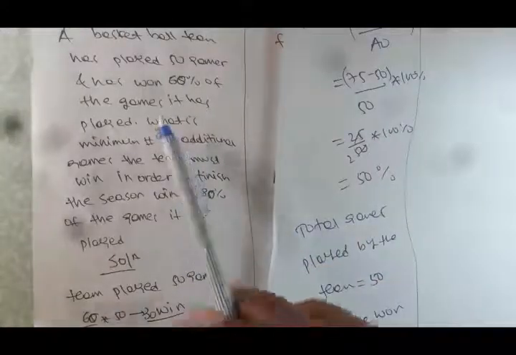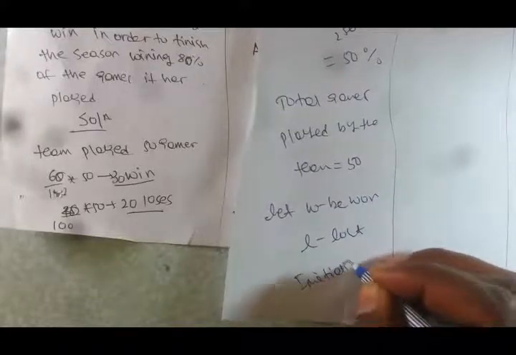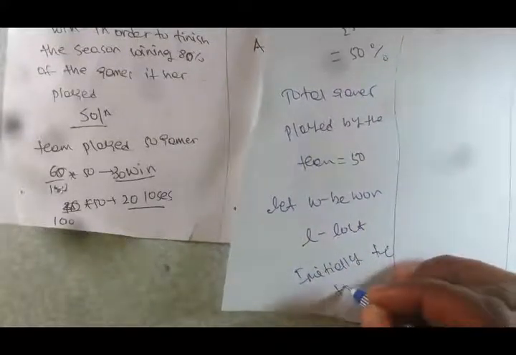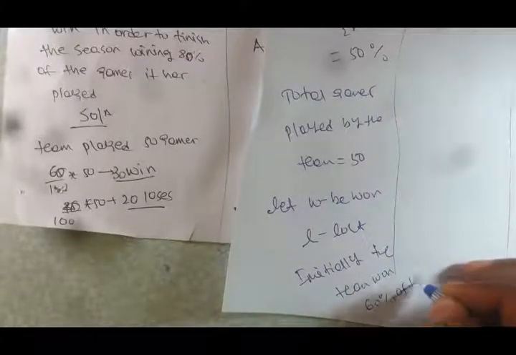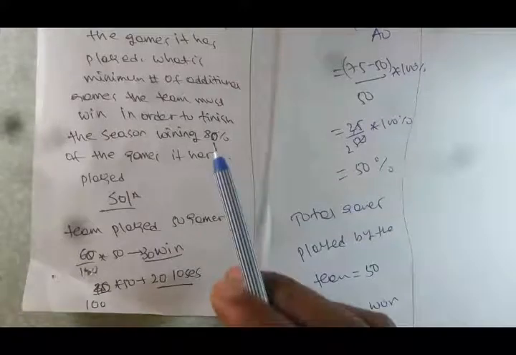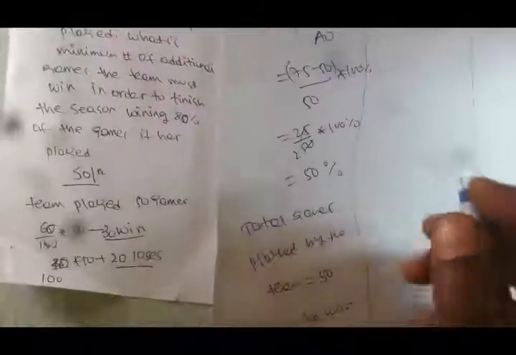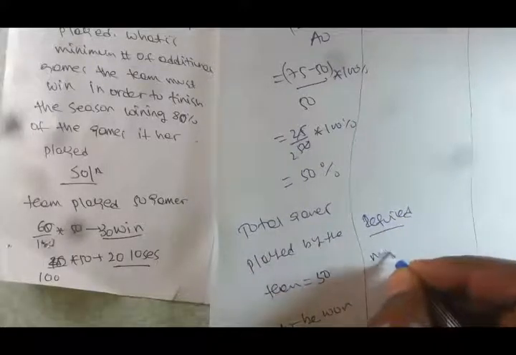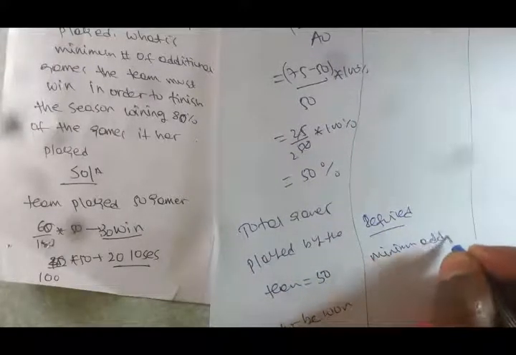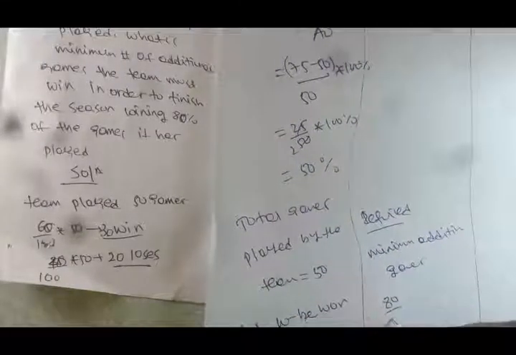at 18%. And first we are given that initially the team won 16% of the games, and we are asked what is the minimum number of additional games the team must win in order to finish at 18%. Required: minimum additional games the team must play in order to win 18 over 100.